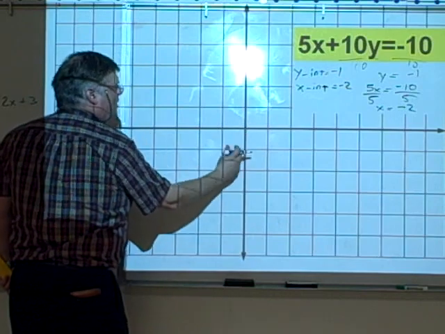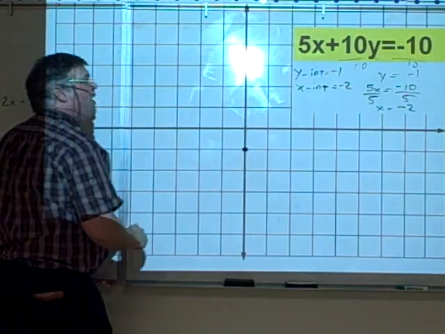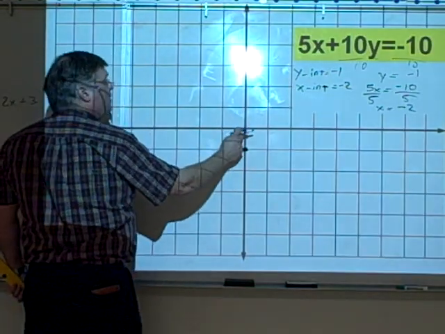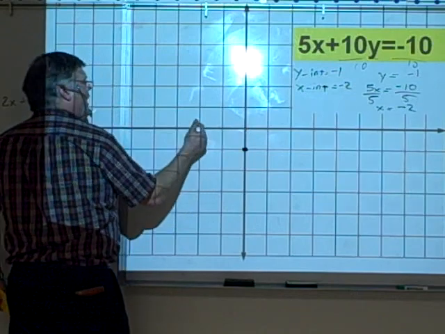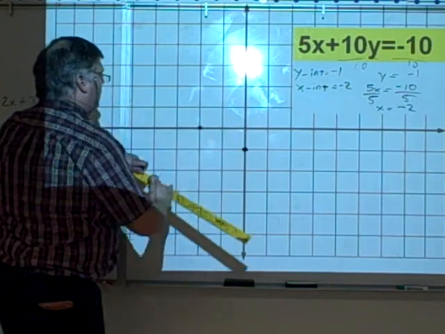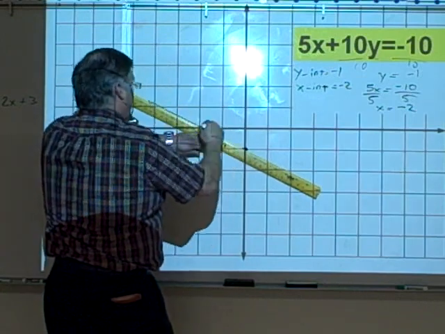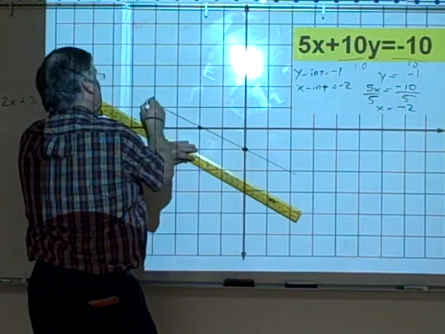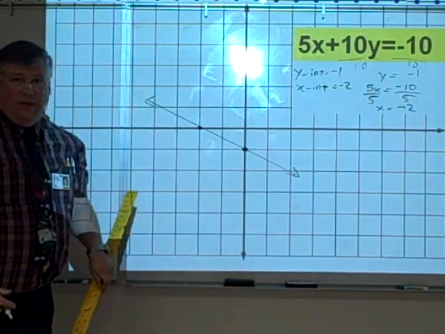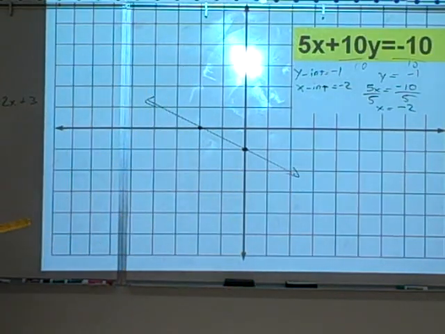Y-intercept -1, down 1. Boom, there's your y-intercept. X-intercept is -2, 1, 2. X-intercept is here. Slap the ruler down. Draw the line through it. Put the arrowheads on the ends. You've got your graph. Let's try another one.